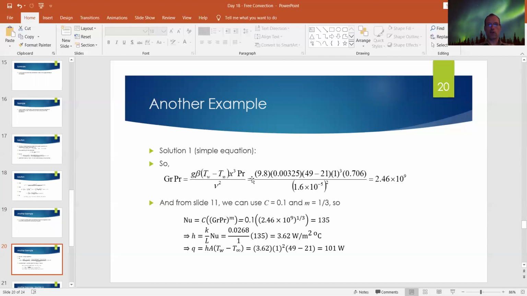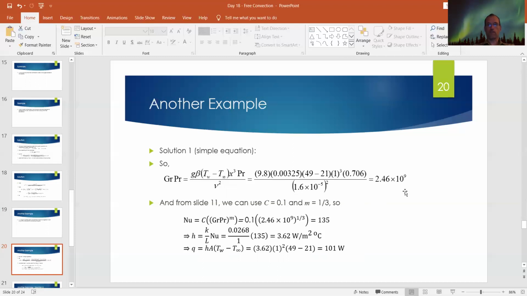This temperature difference, the length of my plate, 1 meter. The Prandtl number, so air at 35 degrees Celsius would have a Prandtl number of 0.706. That'd be from that same table, A.4. Kinematic viscosity, again at 35 degrees Celsius, from that same table, A.4, would be 1.6 times 10 to the negative 5. Gives me a Grashof number times the Prandtl number of 2.46 times 10 to the 9th.